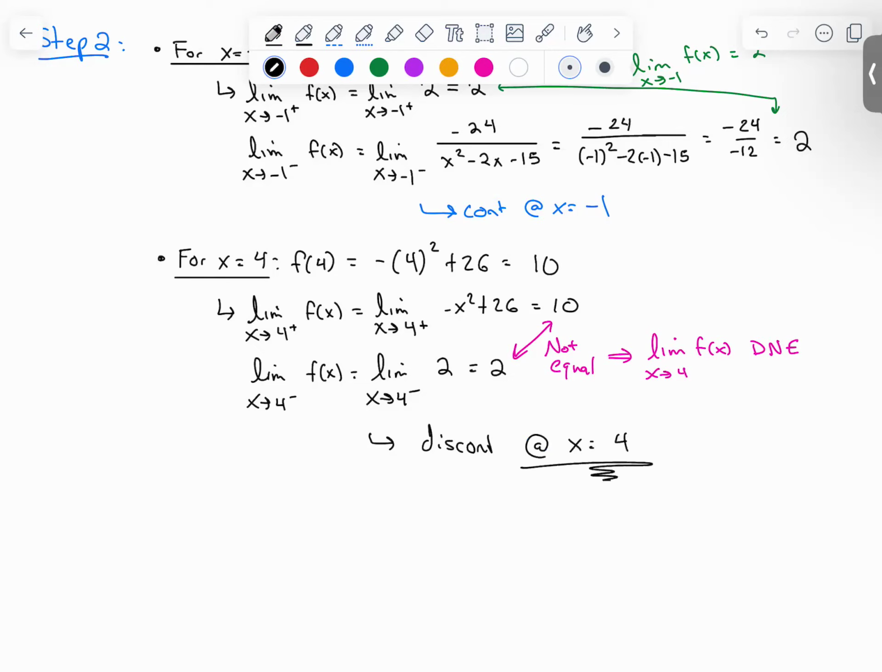And then I'll underline that, or use the highlighter. Either one is sufficient to say it's discontinuous: one, that the limit does not exist, or two, that it's not equal, right? Either one. Yes, it's the same thing.